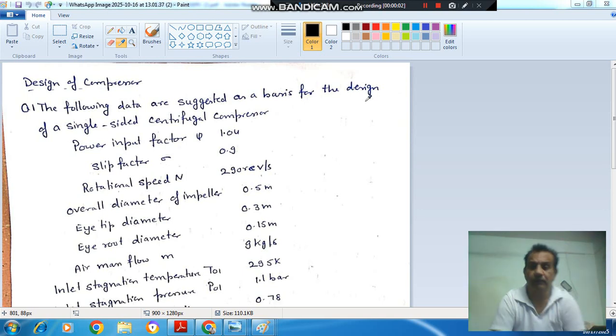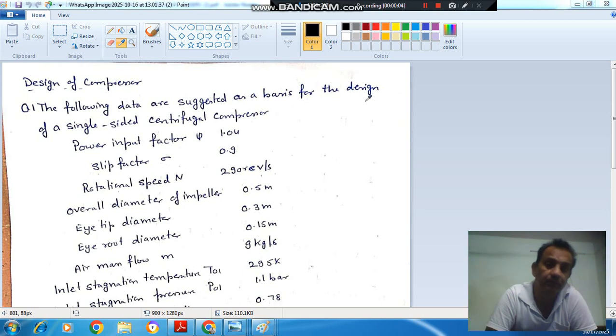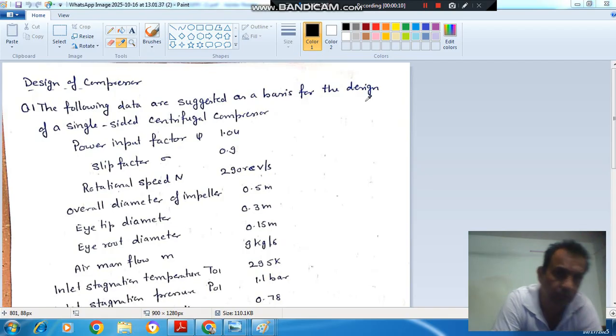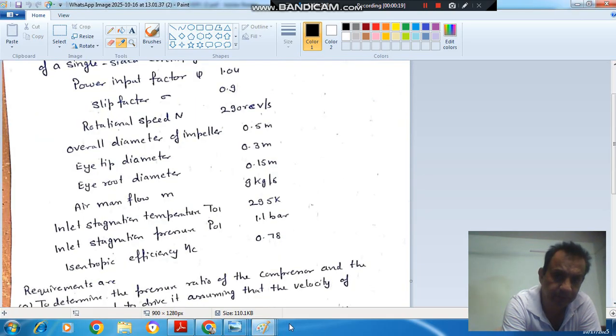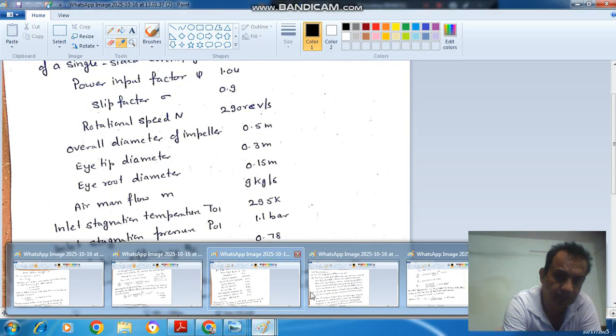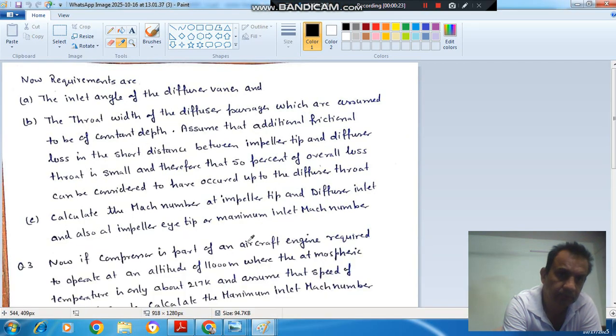Hello, welcome again. We are covering the topic centrifugal compressor for civil services main IFS and Gate Aerospace exam. In this topic, we are doing design of compressor through example. We have solved the first question and A part of the second question. Now we'll solve B part of the second question.